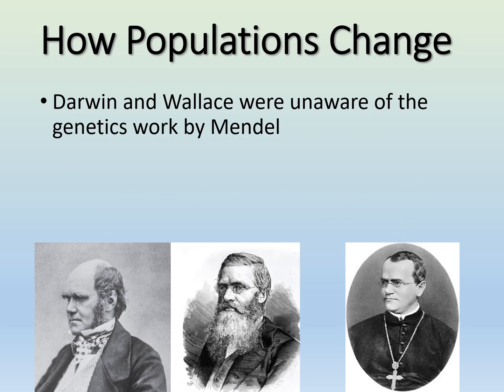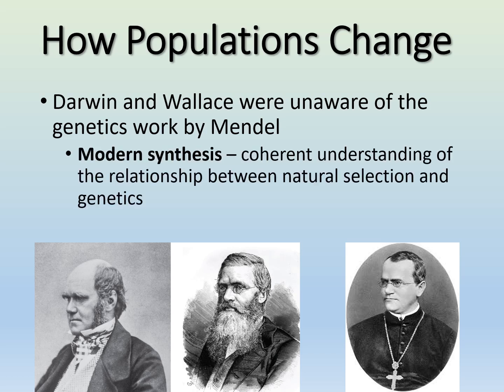So interestingly enough, Darwin and Wallace were really unaware of the genetics work by Mendel, right? So they completely came up with these theories of evolution without taking into account genetics. But now we know that there's a very strong relationship between natural selection and genetics, and we call that the modern synthesis. So essentially it's bringing natural selection and genetics together to explain the theory of evolution.